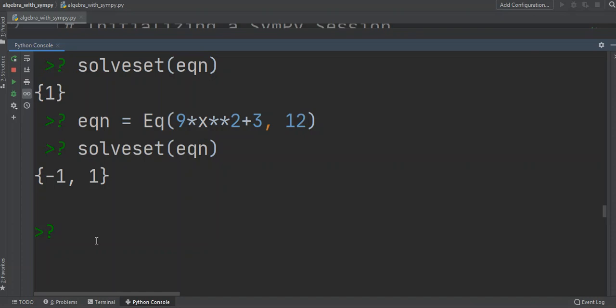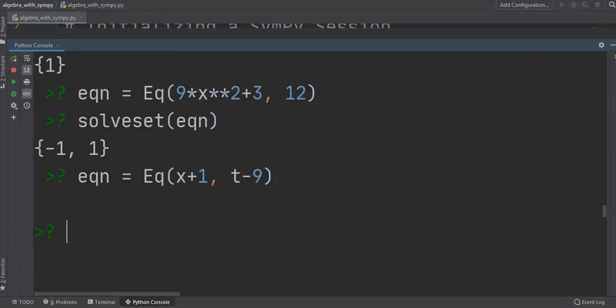Okay, and a couple other things. One other thing with solveset, if you want to do those multivariable equations, where you use more than one symbol, like an x and a t, you can do it just like you did it before. All you have to do is specify again which variable you're looking for inside the parentheses of the solveset. So actually, let's make a new equation. If your equation is Eq(x plus 1, t minus 9) or something, so this is x plus 1 equals t minus 9. Okay, and now we've stored that.